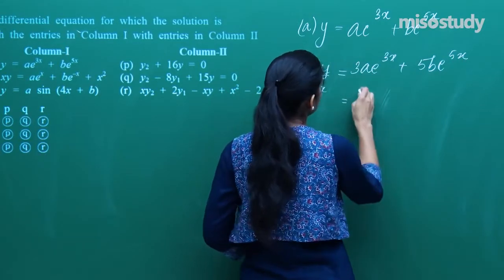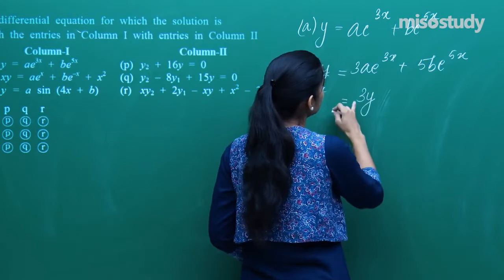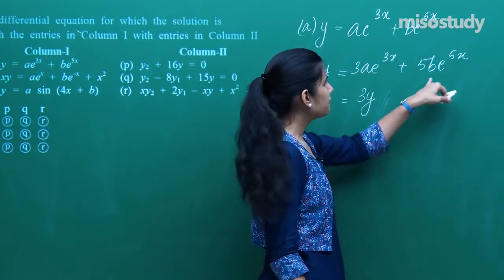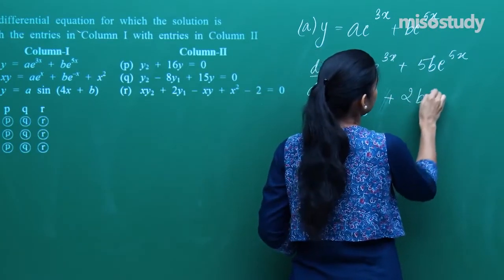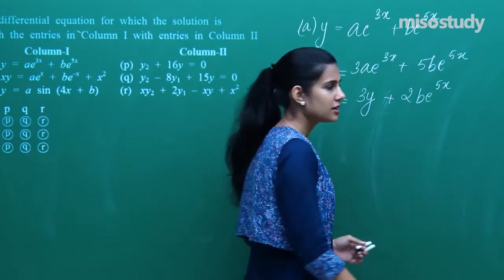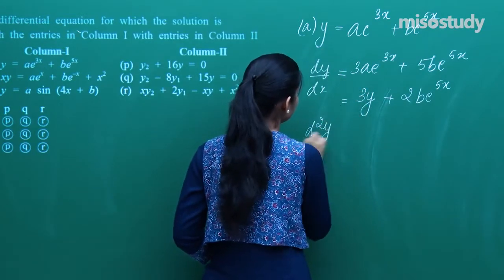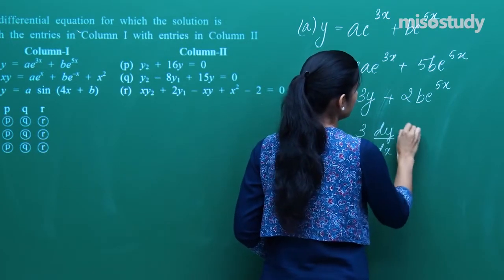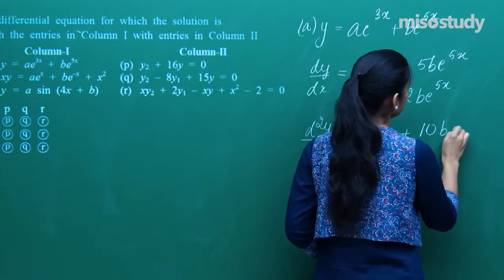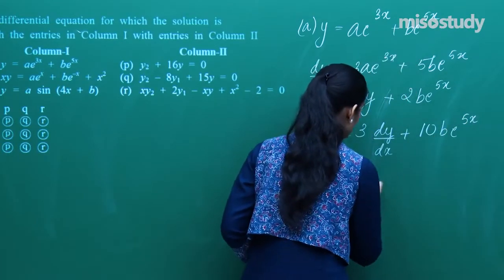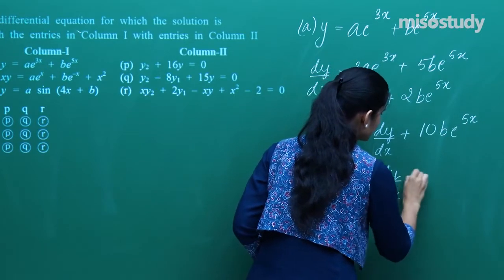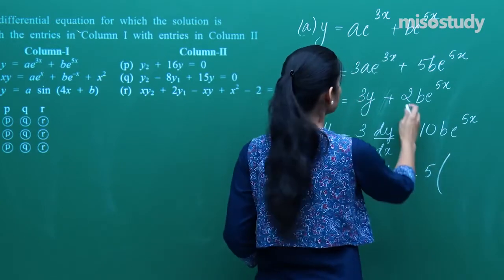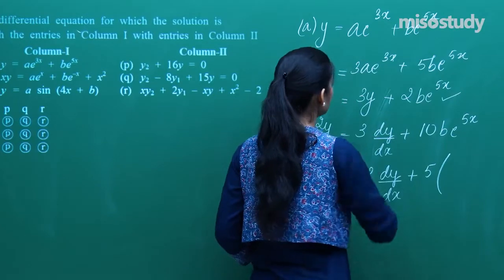Now if I say that this is equal to 3 times y, this will be 3 times a e to the power 3x plus 3 times b e to the power 5x. But I have 5 times this, so I am going to add 2 times b e to the power 5x. In that case, if I compute again the differentiation, I get 3 dy by dx plus 10b e to the power 5x, which is 3 dy by dx plus, you can write it as 2 times b into e to the power 5x, but 2 times b into e to the power 5x is dy by dx minus 3y.